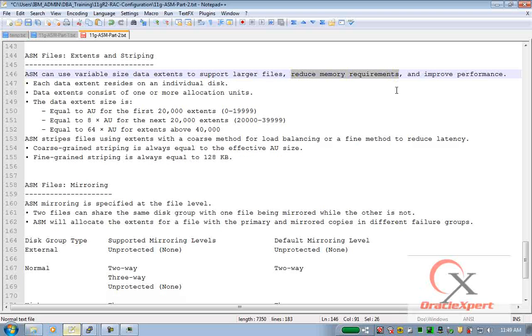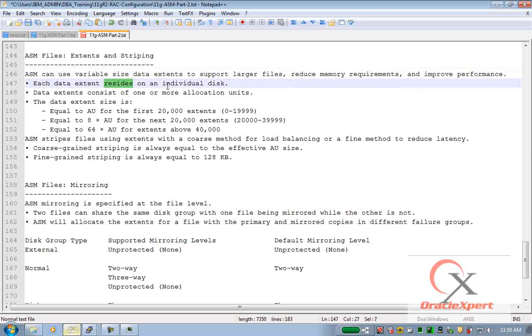This reduces memory requirements because I don't have to cache the locations of multiple data extents in memory. If I have larger size, few extents compared to smaller size, huge number of extents, memory would be required more in second case, isn't it? Because those many extent maps now need to be stored in memory of your ASM instance. So to improve performance, Oracle keeps that data extent size quite flexible. So in some cases, probably 2 AUs might make a data extent. In another case, 20 AUs might make a data extent. Getting my point? This is just for an example.